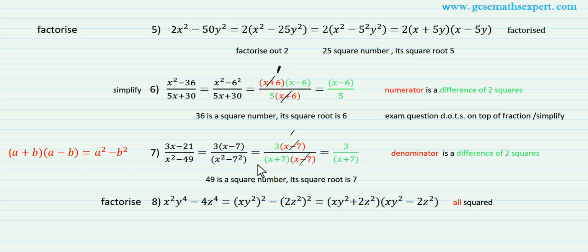On the top you have 3 times x minus 7, so you have x minus 7 on the top and bottom, so this will go into this 1 time and you can cancel out. On the top you'll be left with 3, on the bottom you'll have x plus 7. In this case the denominator, the bottom number, is a difference of 2 squares, and 49 is a square number and its square root is 7, so you write it using the 7.